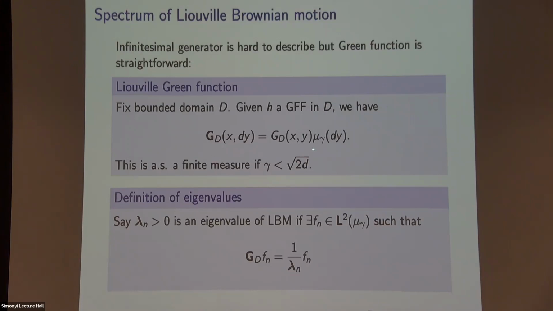At first this looks like a formal thing to say, but then you look at the right-hand side and you realize this is a very nice object. There's no problem in letting the Liouville measure integrate the Green function, because that's just logarithmic. So the right-hand side is almost surely a finite measure, and that's the Green function of your Liouville Brownian motion. Once you have the Green function, you can talk about eigenvalues and eigenfunctions. We say lambda is an eigenvalue of Liouville Brownian motion if 1 over lambda is an eigenvalue of the Green function. That's the definition, and these things exist.